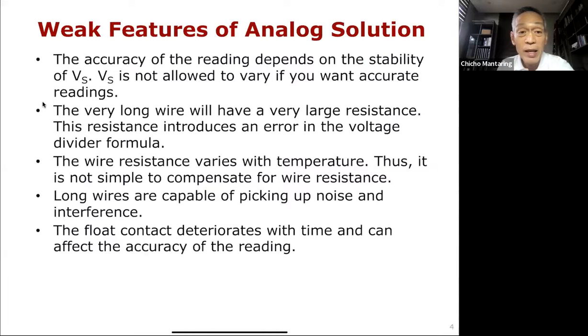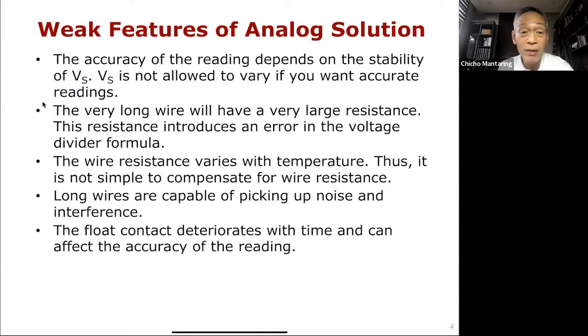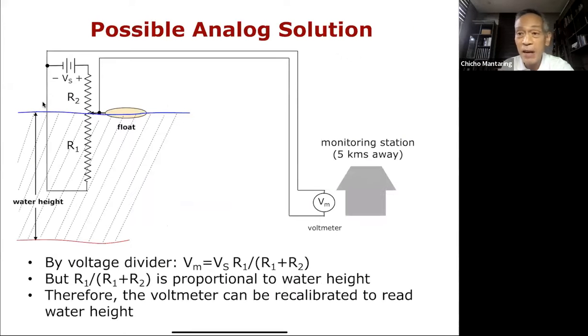Ngayon, sabihin natin, i-compensate natin yung voltage divider formula. Let's say we compensate it so it takes into account the resistance of the wire. Problema, yung resistance na yon hindi rin constant. Pag umiinit yung panahon, tumataas yung resistance. Pag malamig yung panahon, bumababa yung resistance. So it's not simple to compensate for wire resistance. Another bad feature: again, this is a very long wire, 5 kilometers long, that can pick up interference.